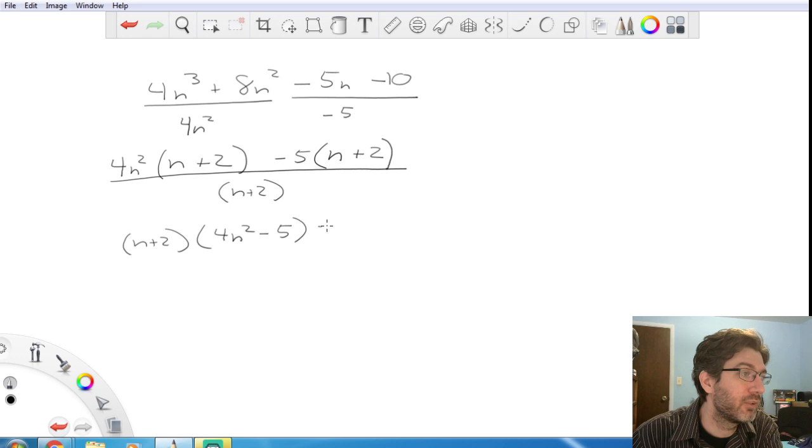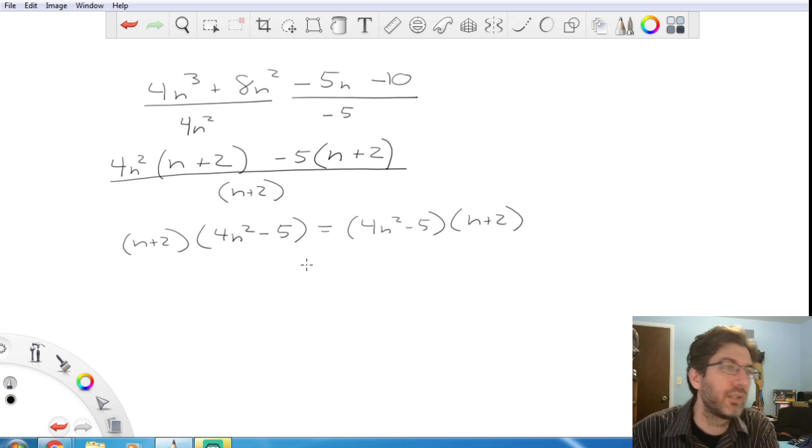And again, we really don't like writing it in this format. We like to flip it around so the higher degree monomial is first. So we're going to write that as 4n squared minus 5 times n plus 2. And again, you can check this by FOILing. So we're going to FOIL to check. So go ahead and FOIL this.